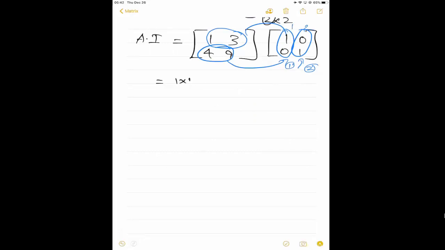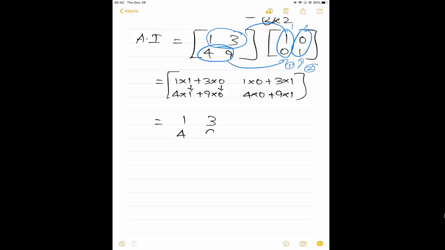It is going to be 1 into 1 plus 3 into 0, then 1 into 0 plus 3 into 1, then second row: 4 into 1 plus 9 into 0. Just follow this rule. Then 4 into 0 plus 9 into 1. So the output will be 1 3 4 9. It's a 2 cross 2 matrix, AI.